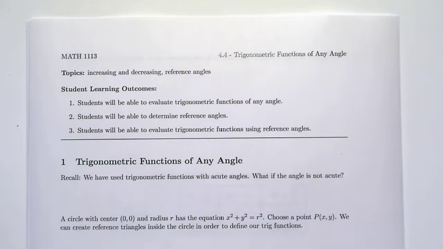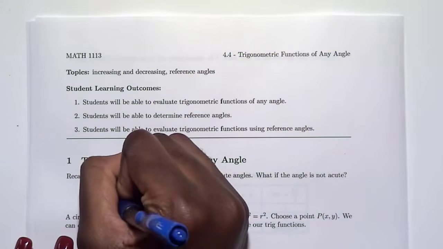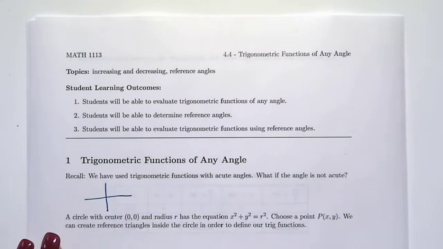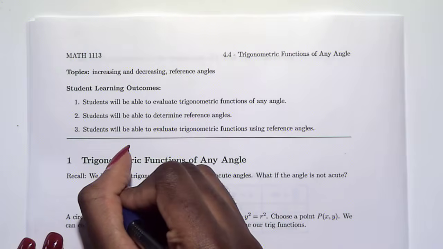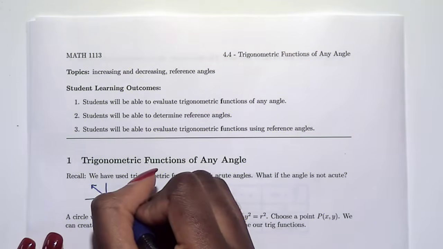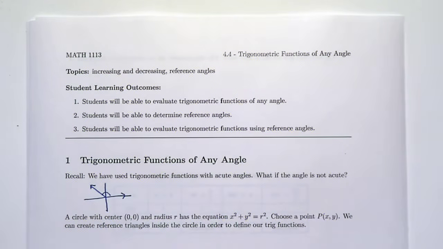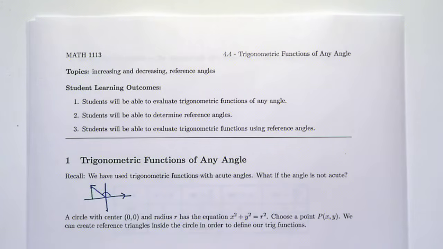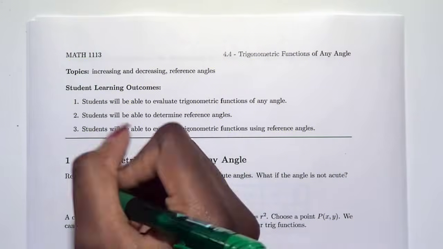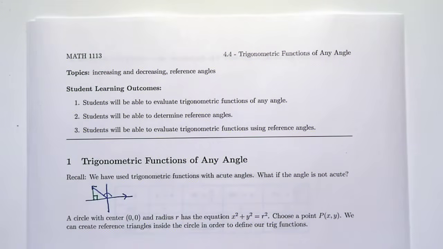And the answer is yes, we can, because if we have an angle that is bigger than 90 degrees, so this would be our angle, we can still determine the trig function of our angle by using this triangle. This would be called a reference triangle. And we have a right triangle, and we know how to use trig functions with right triangles.